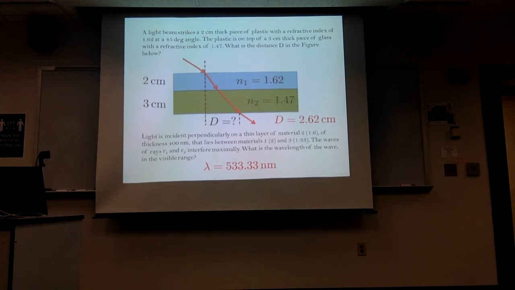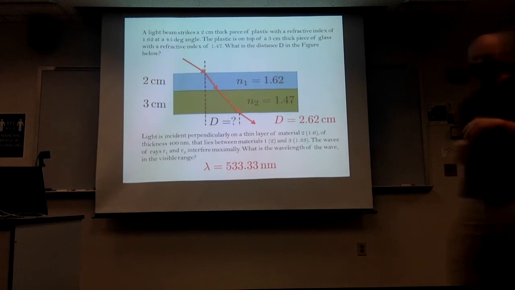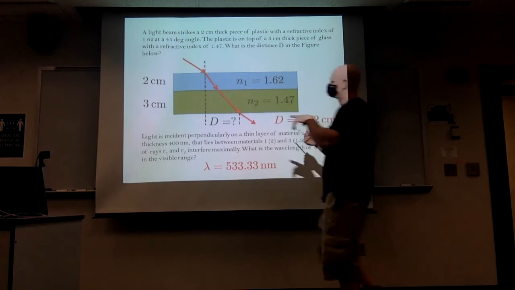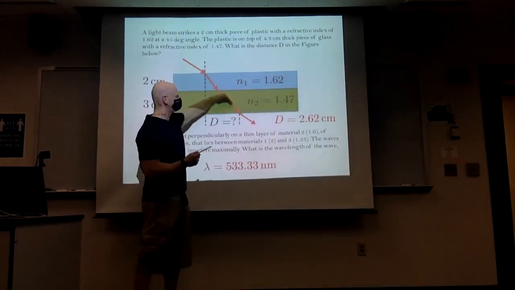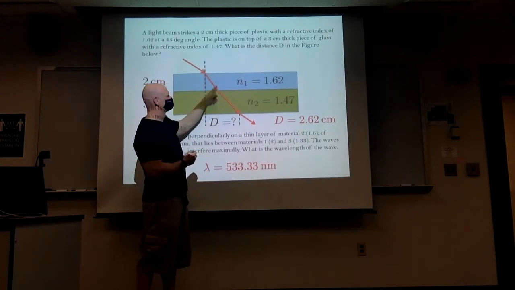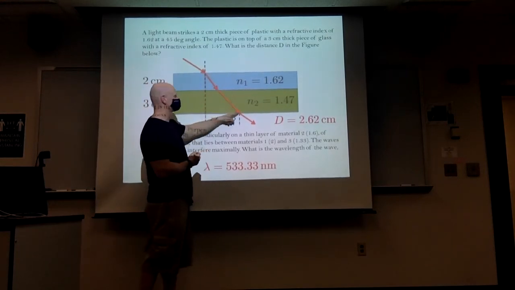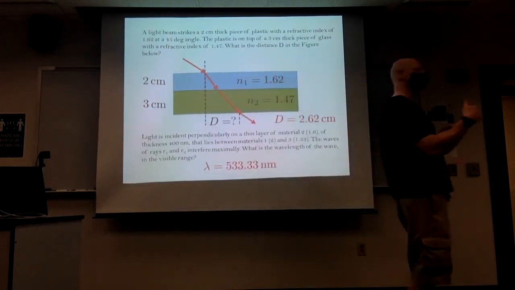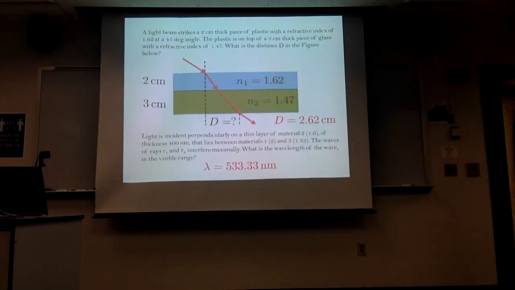Now, the only problem with that is every time it goes through a layer, we have to remember that not all the light is going in this direction. Some of the light here is being reflected here, some of the light here is being reflected here, which means every time it hits a boundary, part of it is reflected, part of it is transmitted, which means the intensity is always decreasing.